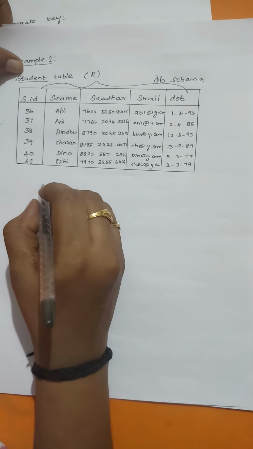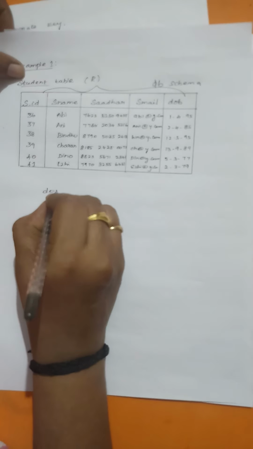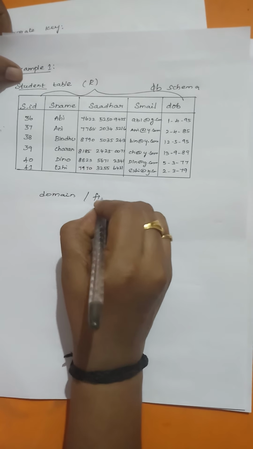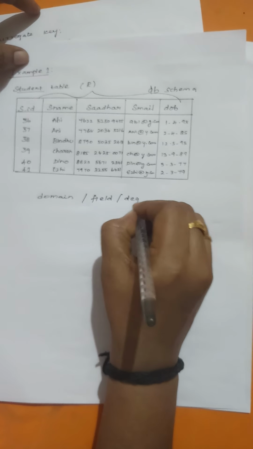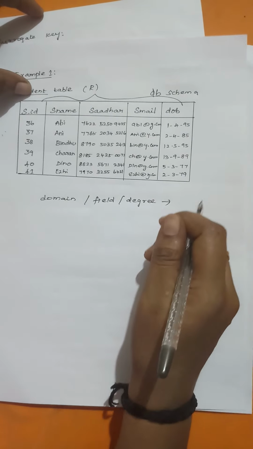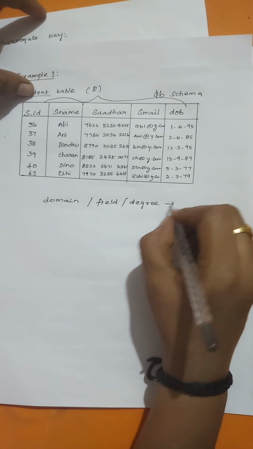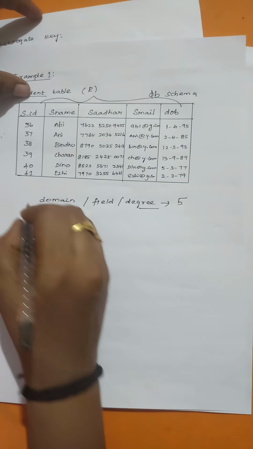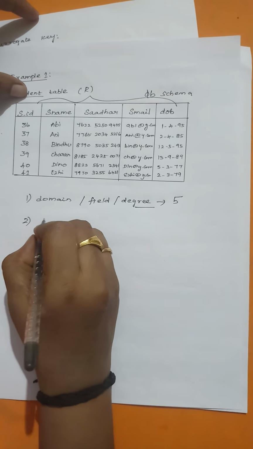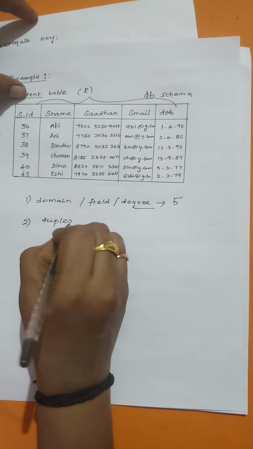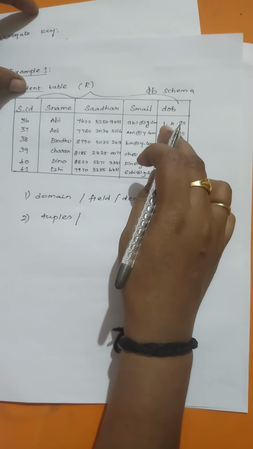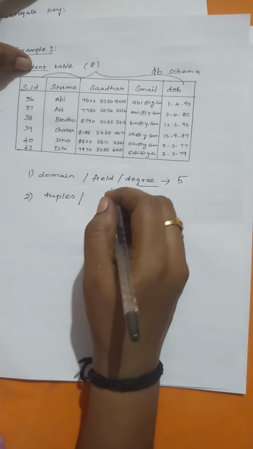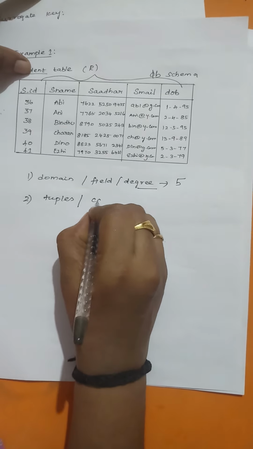The column or attribute name is called a domain or field or degree. So how many attributes are available in the table? 5. So the degree of the table is 5. And I want to tell another term, tuples. A tuple is otherwise called a row, or a single record is otherwise called a row. So the number of rows of a table is called the cardinality.